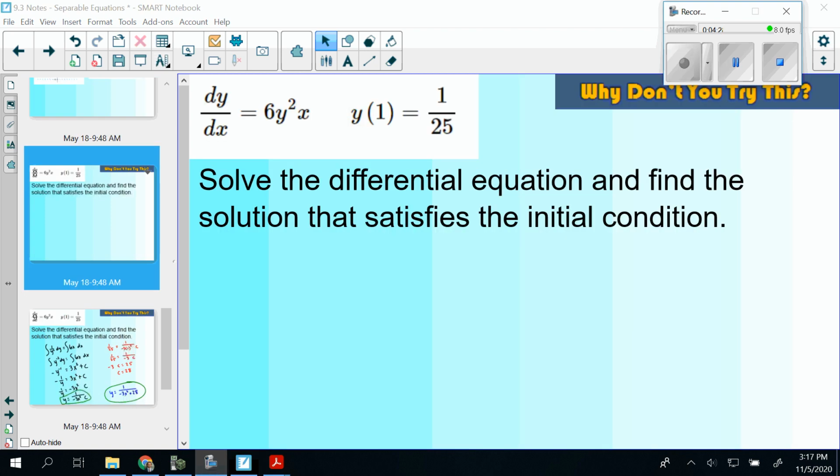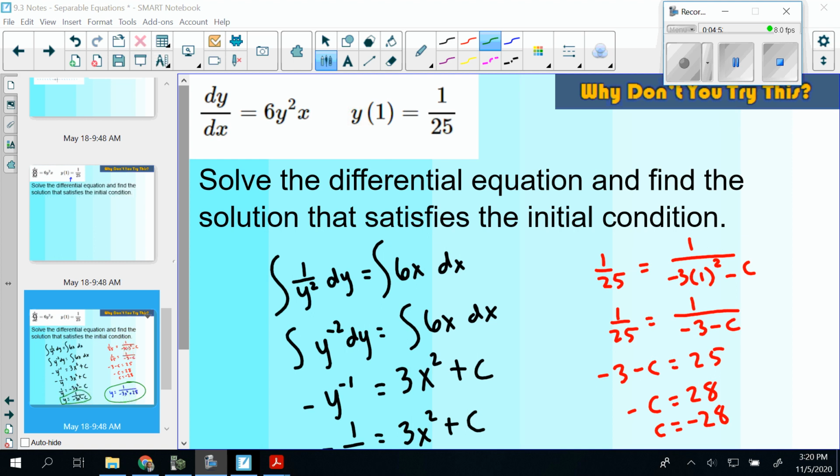Let's have you try this one out here. So this one wants you to solve the differential equation located up there. And then once you've got that, they want you to use that initial condition right here to find the particular solution to that differential equation. So pause the video, try separating that out, see what you come up with.